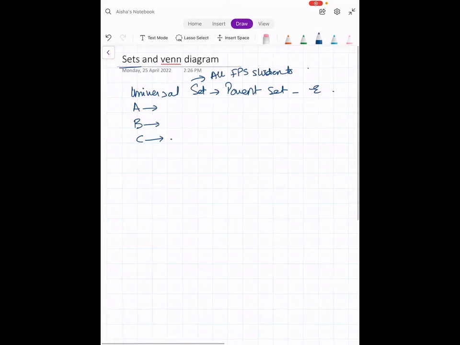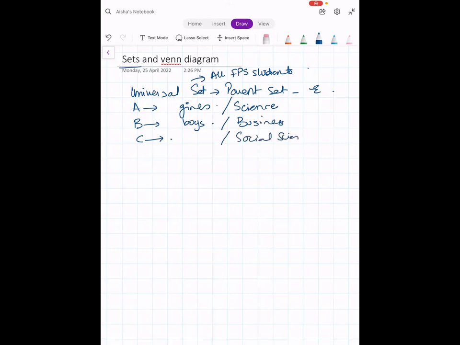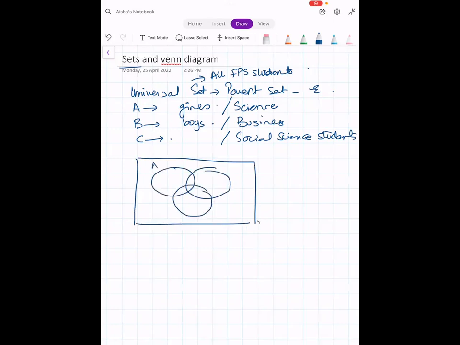Now set A can be girls, set B can be boys. You can also do classifications like science students, business students, social science students. So it depends how you want to make the classifications. Totally depends on you. The universal set is represented by a box, and sets A, B, C are represented by circles. And overlapping means there are some elements common in between.